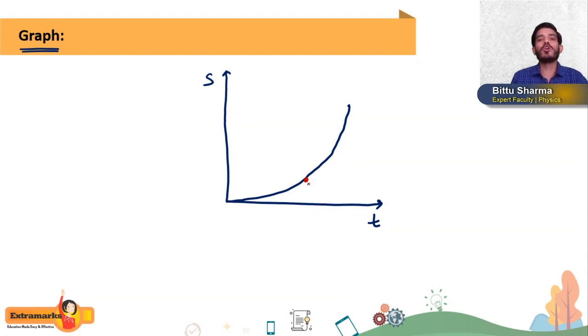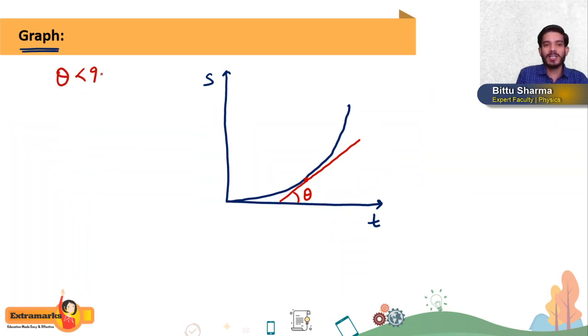So how to calculate slope? Just draw a tangent at that point. So here I am drawing a tangent. Okay, and this theta is the angle made by the tangent from the positive side of the x-axis. So you can see here this theta is less than 90 degrees.